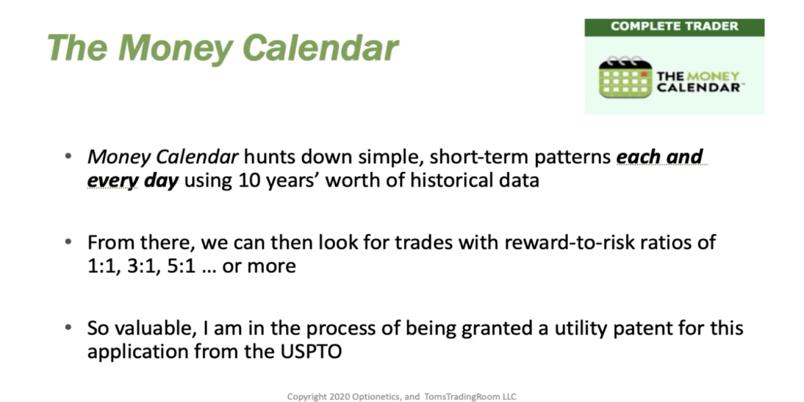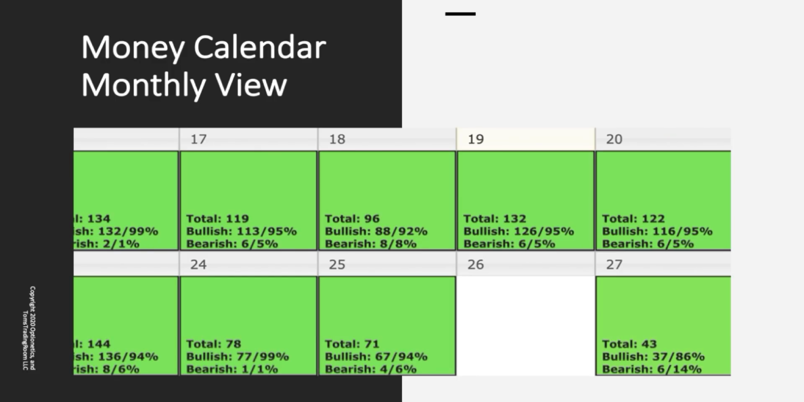And then from there, we can look at option trades, the 1-to-1s, 3-to-1s, 5-to-1s, or more. And this is one that I'm in the process of getting a utility patent on. So here's what it looks like on the desktop, before I show you the phone.